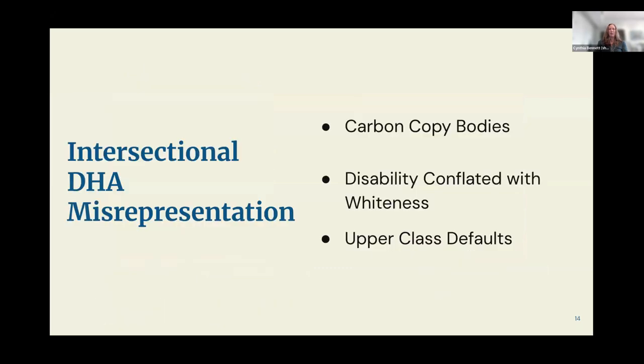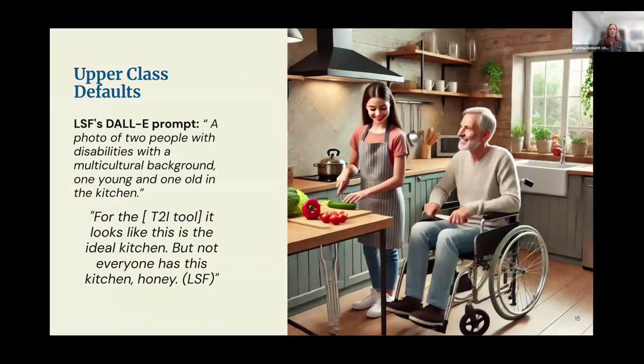Next slide. So we encountered some forms of intersectional tropes that are much more detailed in the paper, such as carbon copy bodies, disability conflated with whiteness, and what I'll exemplify here, upper class defaults. Next slide. So participants identified that scenery tended to have an upper class ethos. So LSF commented on this kitchen: "For the T2I tool, this seems like an ideal kitchen, but not everyone has this type of kitchen, honey." And so we have a tension here, where maybe showing less affluent decor could also signify other stereotypes, but also concerning disability, a lot of accessible spaces tended to be depicted very spacious and suburban in ways that did not represent the ways that participants were making their living spaces accessible or their realistic living situations.